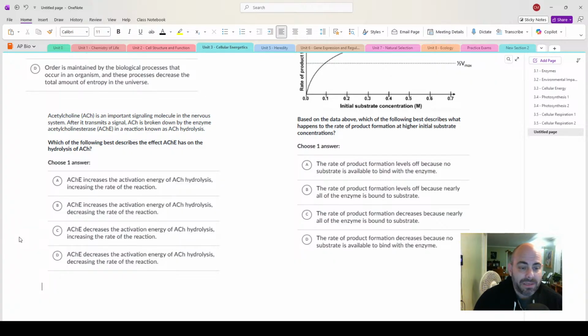Let's go find that ABCD. Increases, A and B are both wrong. Decreases activation energy, increasing the rate of reaction. C is the correct answer.